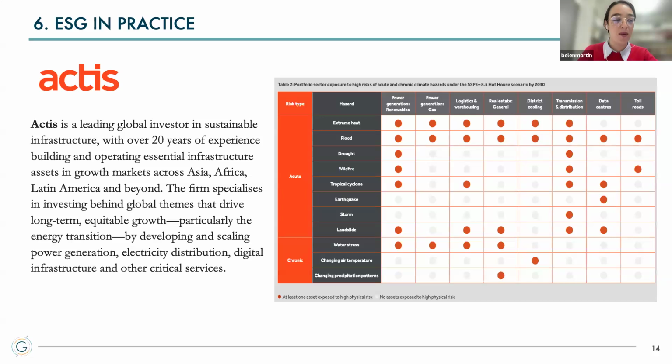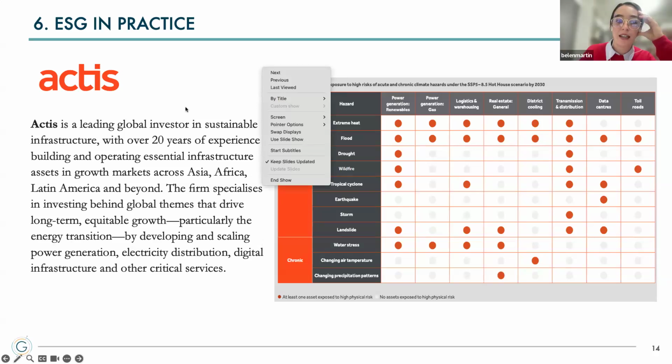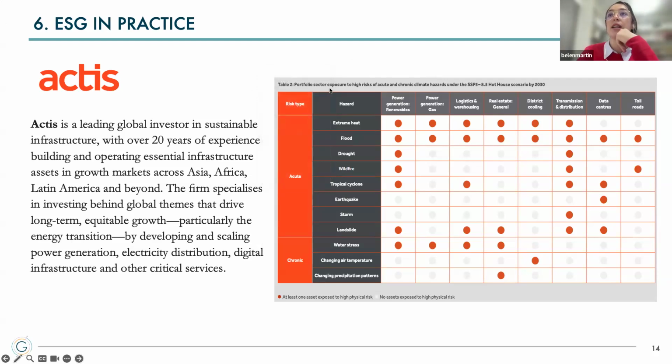And then I'm aware of time. I don't want to keep you for long, but I wanted to share a very different example of showcasing and managing the ESG risk. In this case, we're sharing about Actis, an investor in infrastructure. They focus a lot on energy transition, and this is from their public report on how to disclose on the ESG risk management. So you see here a table that showcases portfolio sector exposure to high risk related to climate. We have the risk type: extreme heat, flood, drought, wildfire, tropical cyclone, earthquake, landslide, water stress, changing air temperature, changing precipitation patterns.